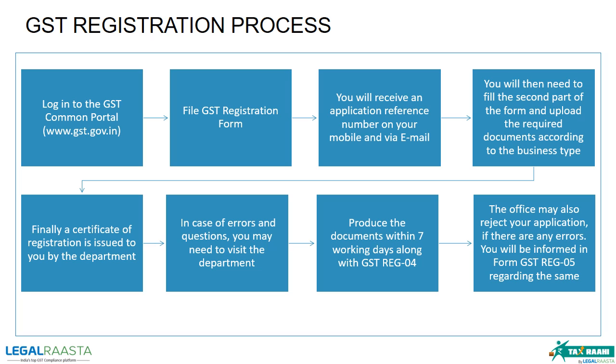After receiving the application reference number, you will need to fill the second part of the form and upload the required documents according to your business type. Finally, a certificate of registration is issued to you. But in case of any errors, the office may also reject your application.